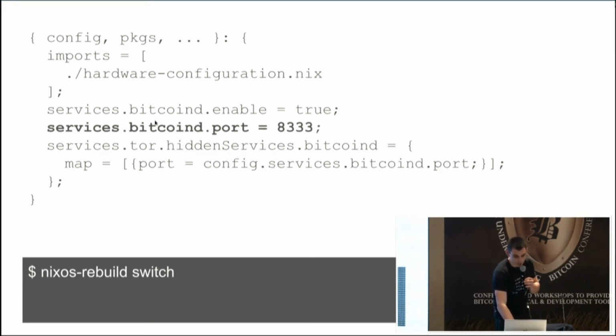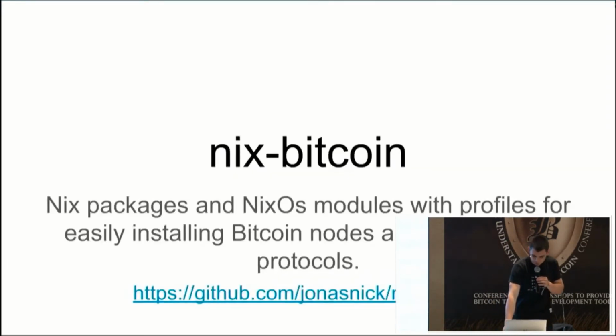If that line would be removed, then Bitcoin D would use the default port, but the port for Nix would be null. So this wouldn't actually be a valid Nix expression. So the NixOps or the Nix tools will immediately say this doesn't work because I need to get a port and not null. So this helps reduce mistakes when writing these configuration files.